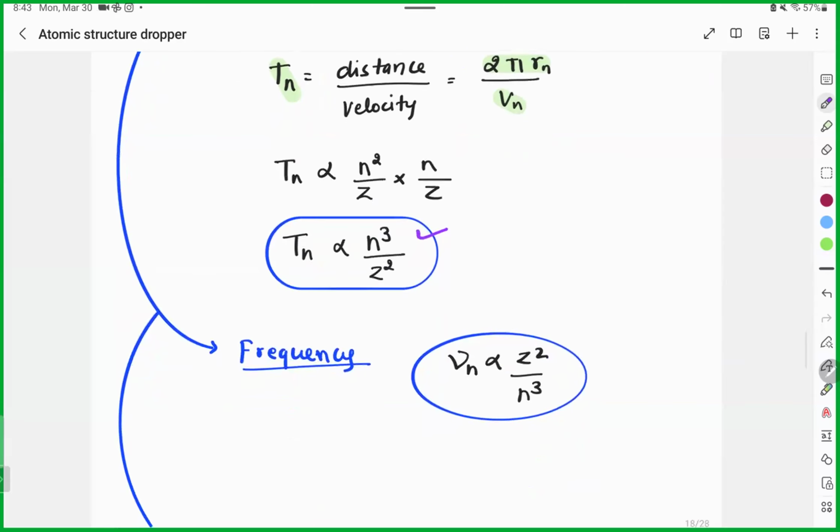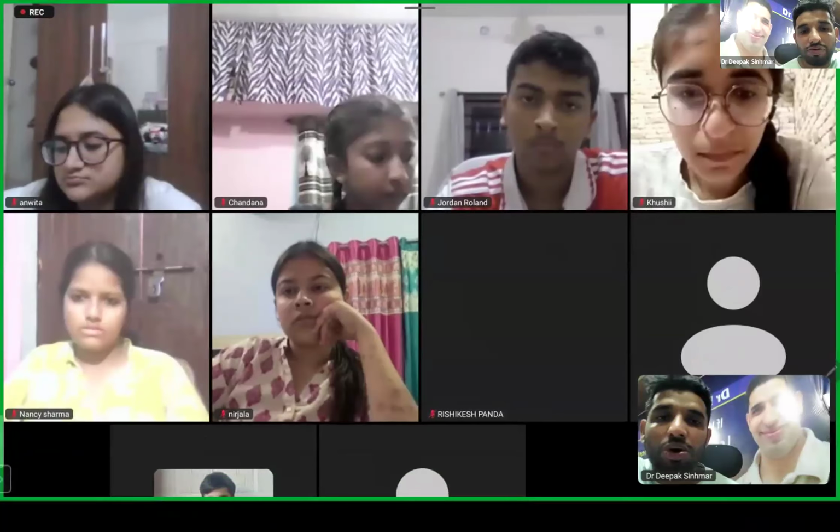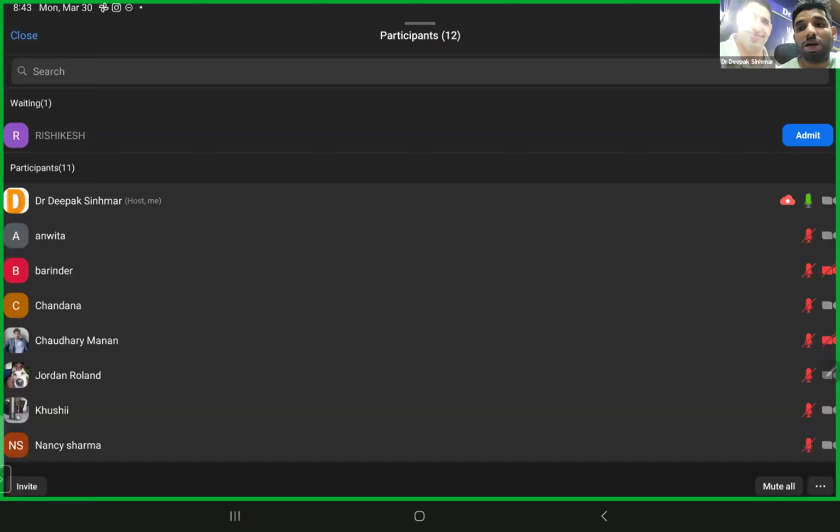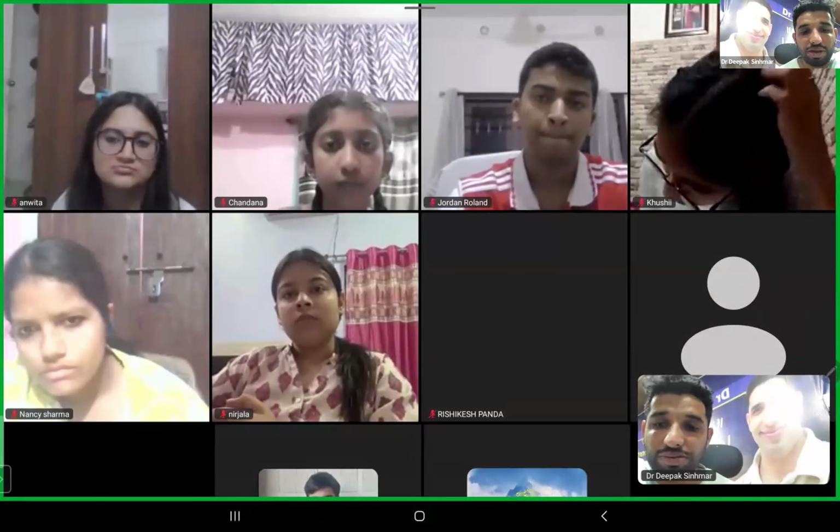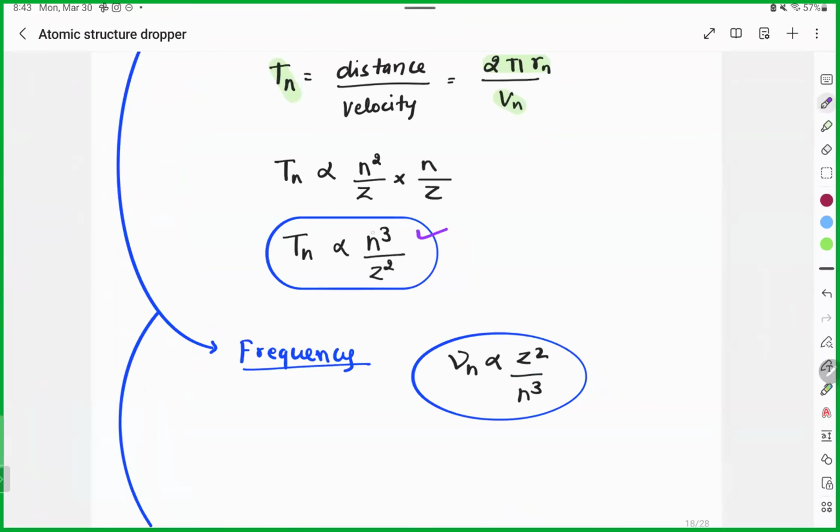Frequency is the inverse of the time period. How? Example, see here. Here n square is in the numerator, here n cube is in the denominator. Here z square is in the denominator, here it is in the numerator. Correct? Opposite. How did we get this? This is r's value and this is velocity. Any doubt?